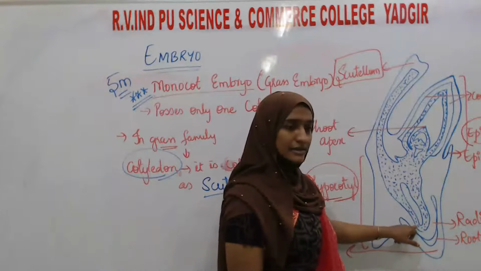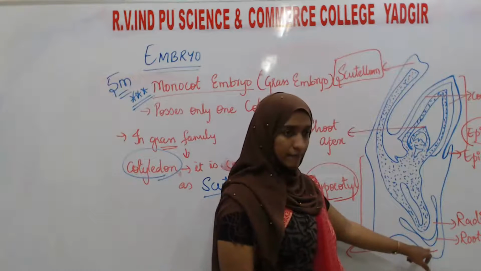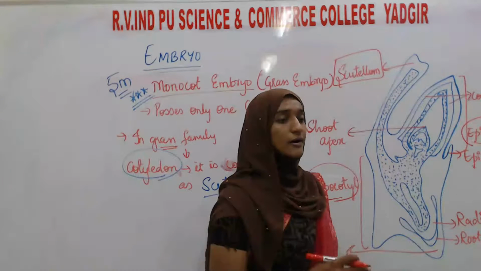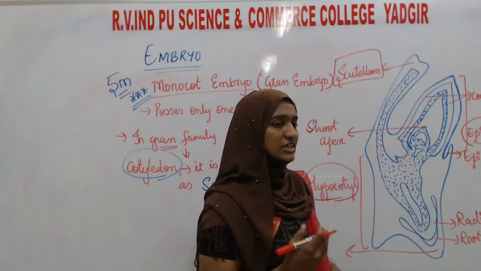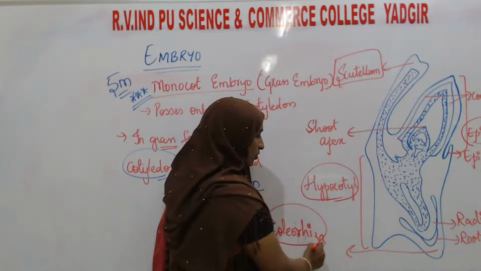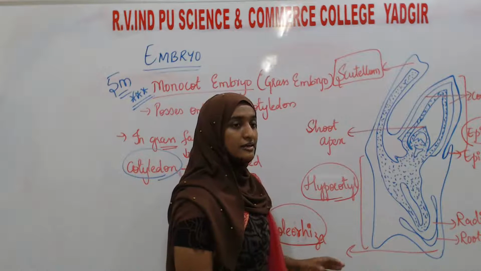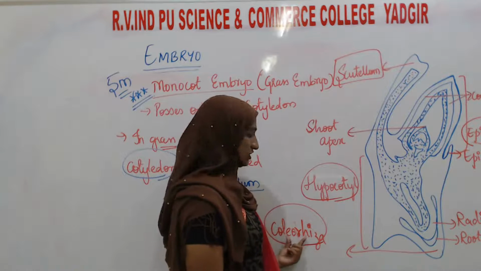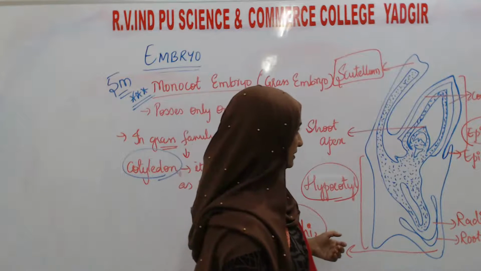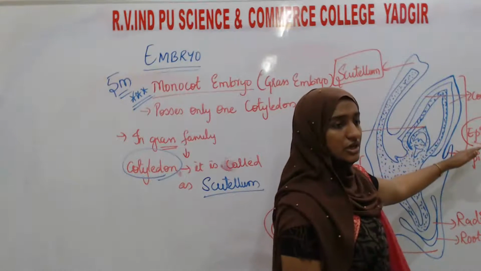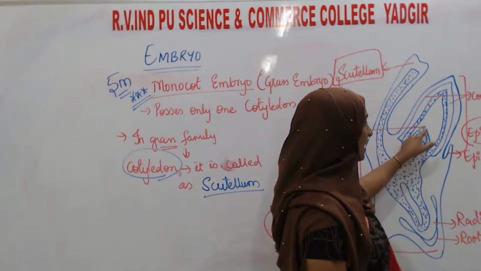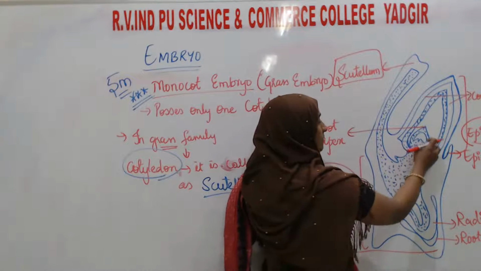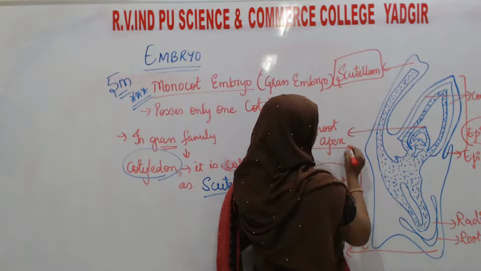This region is the radicle, which is covered by the root cap, and these two parts, radicle and root cap, are covered by an undifferentiated sheath, and that sheath is known as the coleorhiza. Okay, and in the epicotyl region there is the presence of leaf-like primordia. Many primordia will be there, and that is known as the shoot apex.